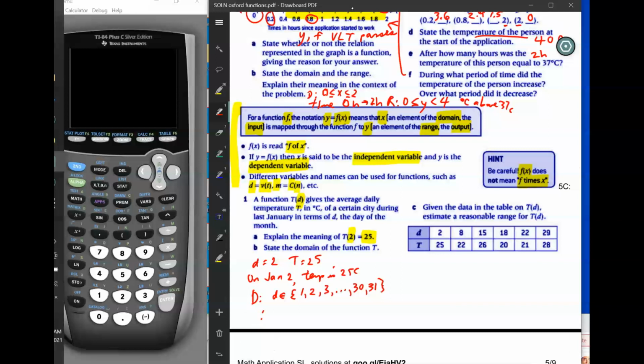Okay. And then C, it says, given the data in the table on T of D, estimate a reasonable range. Oh, now I'm asking for the range. Okay. So it's saying, look at the sample data here for temperature, and then use that to say what the possible values could be. And even though there are no decimals here, temperature is something that could be decimal. It could be 26.5 or whatever. So it wouldn't be wrong to answer this, I think, with an interval, but we could talk about doing it the other way also.